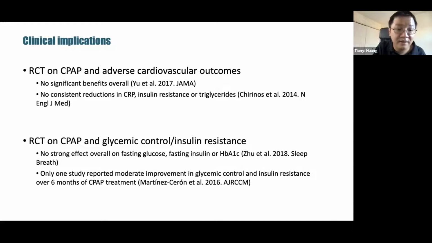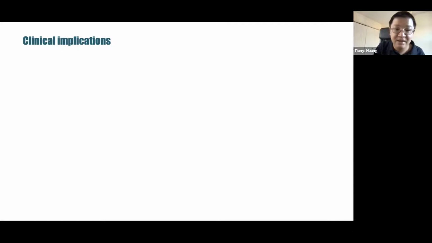Also, there are several randomized trials on CPAP treatment and glycemic control or insulin resistance among people with comorbid diabetes and sleep apnea. Again, based on a meta-analysis of 6 randomized trials, they found no strong overall effect of CPAP treatment on fasting glucose, fasting insulin, or HbA1c among people with diabetes and OSA. Only one study reported moderate improvement in glycemic control and insulin resistance after 6 months of CPAP treatment. As you can see, the rationale of all these randomized trials is based on one direction of the association, which is that sleep apnea can lead to adverse cardiometabolic disease. But the findings I just presented are for the other direction of the association.